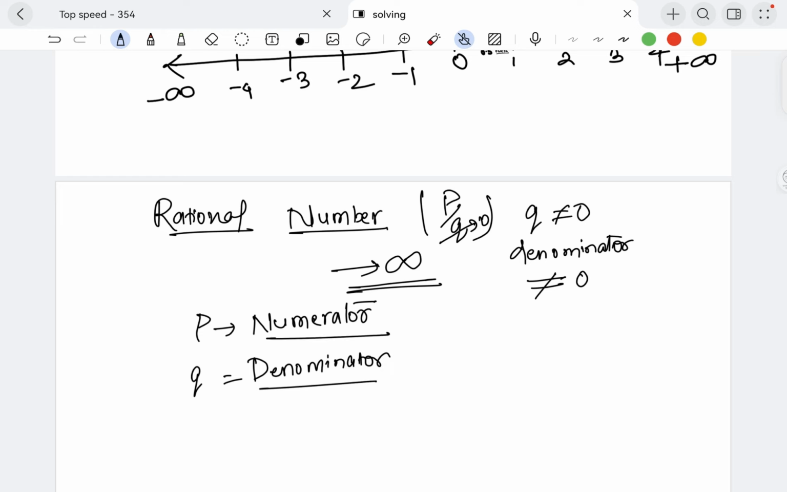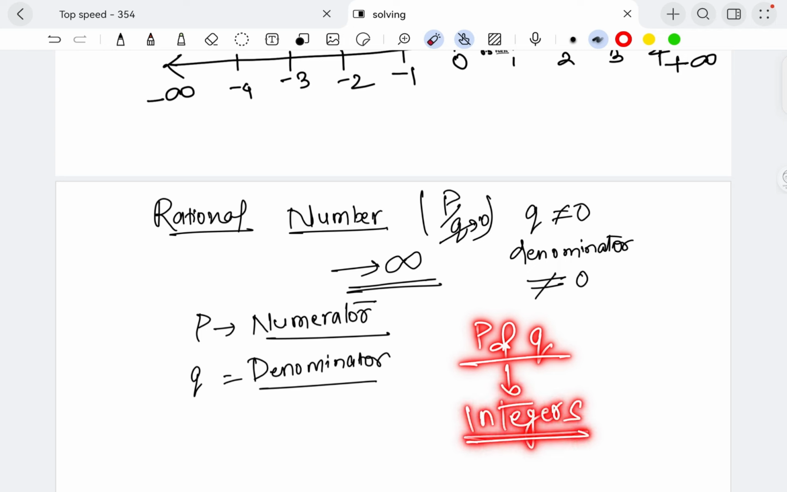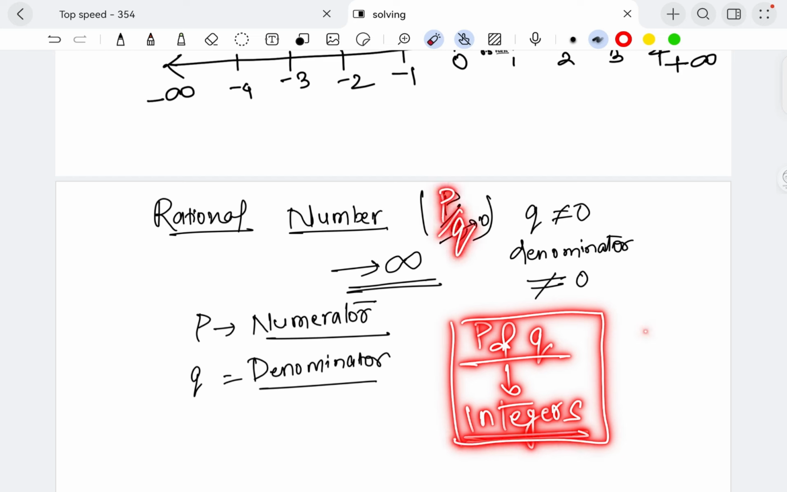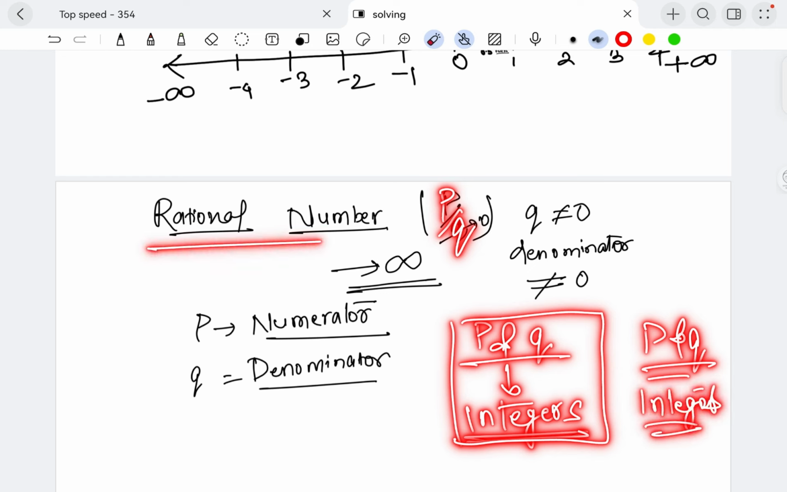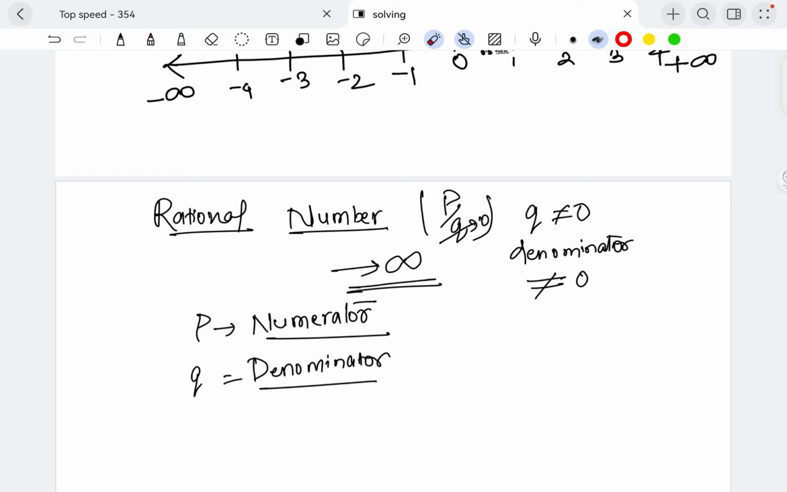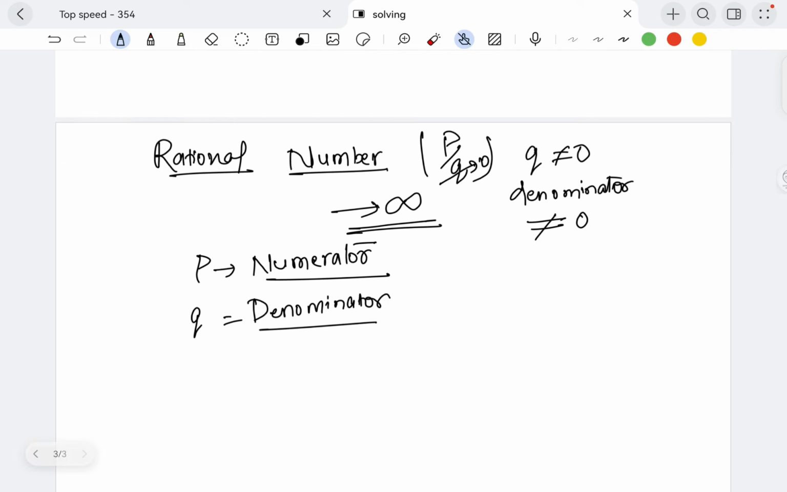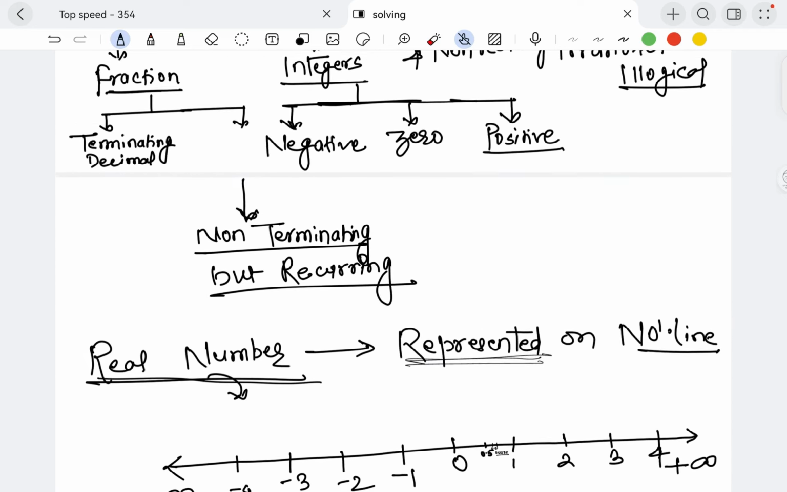But what teachers miss out on while teaching, and even my teachers didn't tell me, and that's why there's a problem in understanding rational and irrational, is that p and q both should be integers. Oh my god, integers. So if any number can be represented in p by q form, and p and q both are integers, then only that number can be considered a rational number, remember. So that's why let us understand a rational number in detail now.